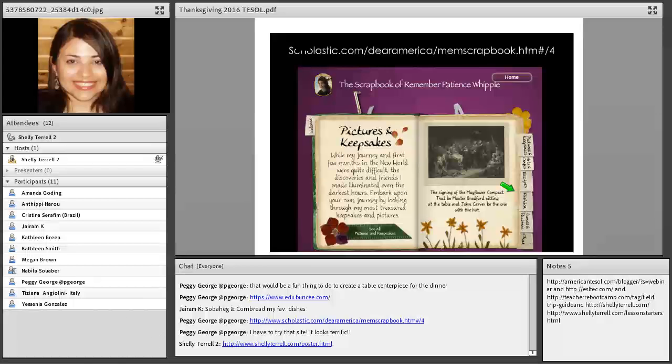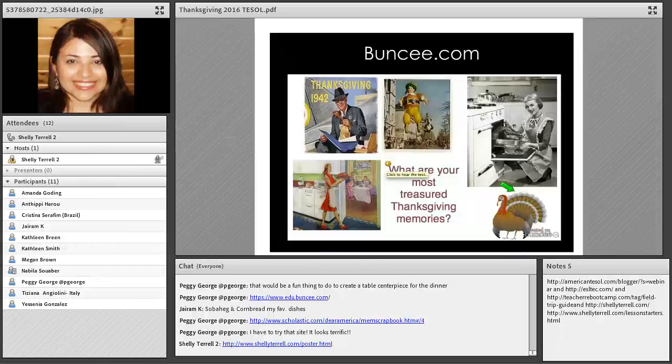So the idea is that they actually research a character from the past, like Patience Whipple, and then they create a digital scrapbook of that person. They imagine that pioneer or that Native American character, how they would be in modern life. So you can do that with edubuncy.com. You can do that with eduglogster.com. You can do that with canva.com.